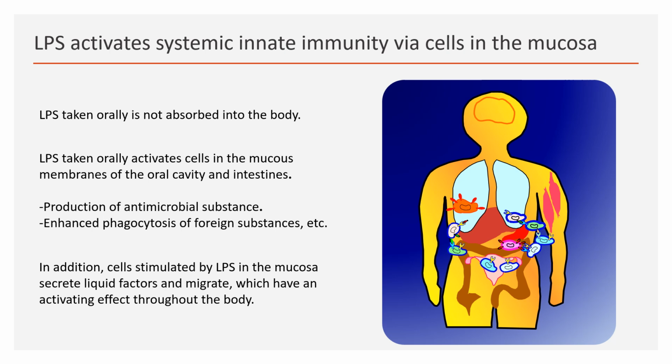It is important to note that LPS taken orally is not absorbed into the body. LPS taken orally activates immune cells in the mucous membranes of the oral cavity and intestines. The abilities to produce antibacterial substances and to phagocytize foreign substances are increased in mucosal cells, stimulated by LPS. In addition, mucosal cells stimulated by LPS transmit activation signals throughout the body, through the secretion of liquid factors and migration.